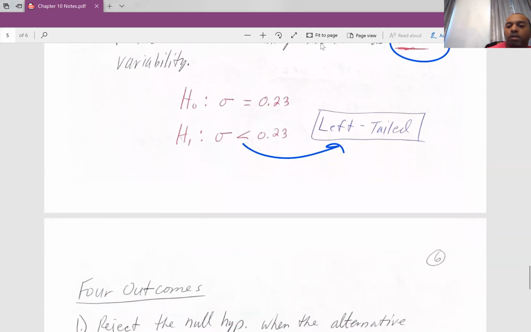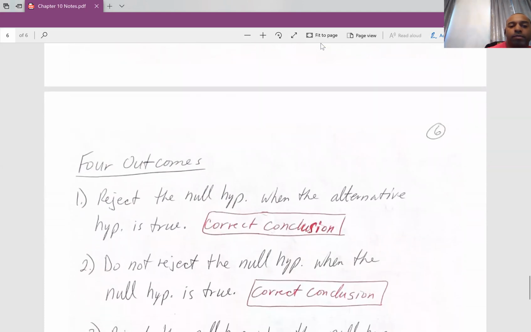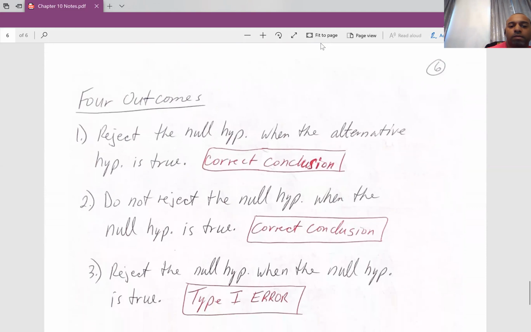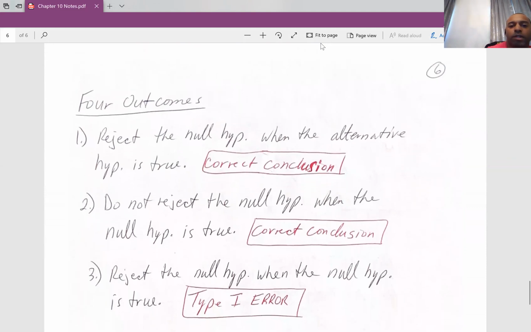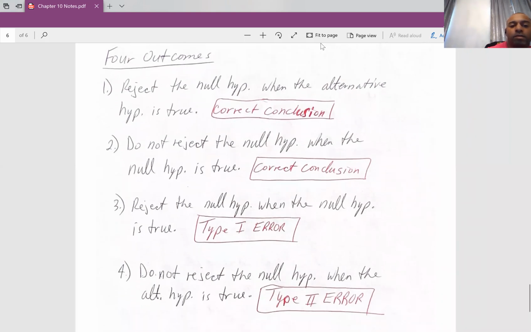All right. And this is the last thing out of this section. The four outcomes when we're doing hypothesis testing. First one, we reject the null hypothesis when the alternative hypothesis is true. So that's a correct conclusion. You do not reject the null hypothesis when the null hypothesis is true. So this is a correct conclusion as well.